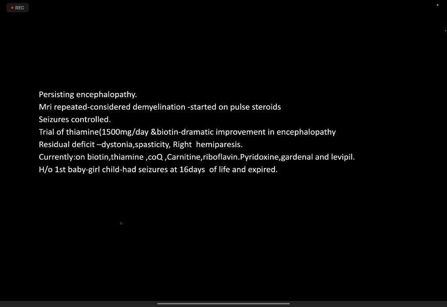The relevant past history is he had neonatal seizures and used to have seizures every 3 months in infancy. The last seizure was around 6 months back. And there is a family history. This is the third born child. The first born baby was a girl who had seizures at 15 days of life and expired. MRI for discussion.